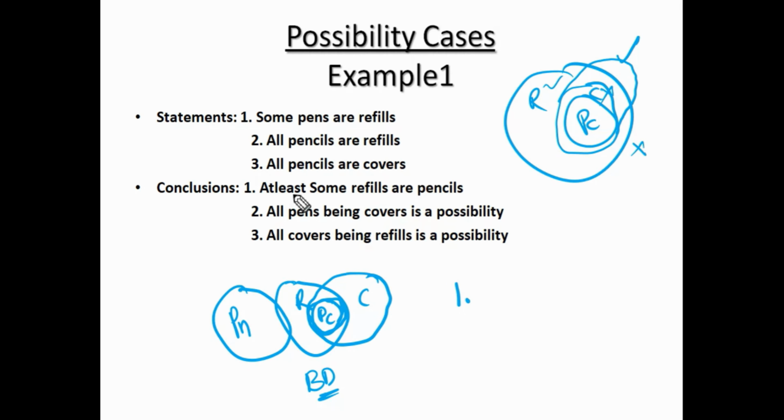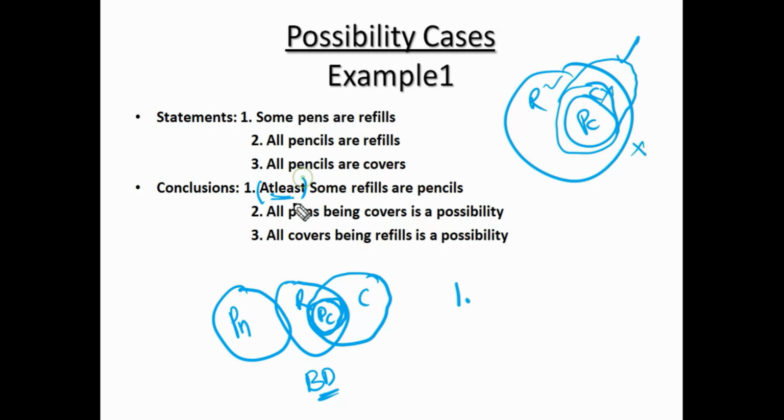first conclusion. At least some refills are pencils. Tell me, is it a possible case or a definite case? At least is there, so that's why it's a possibility? No, sir, it's not a possibility. So how to identify a possible statement? We'll see in the next slide. As of now, remember this one. At least is not a possibility.